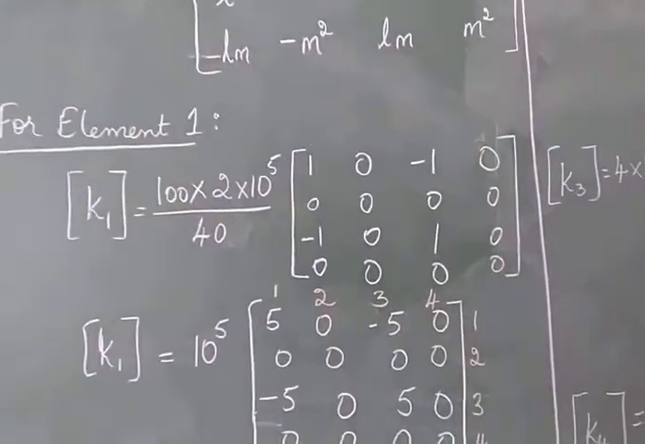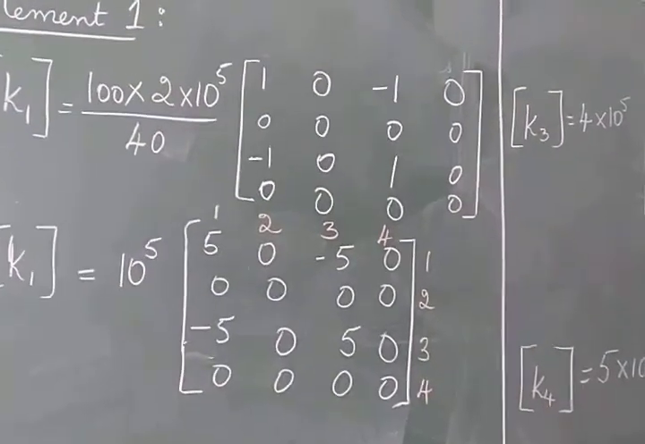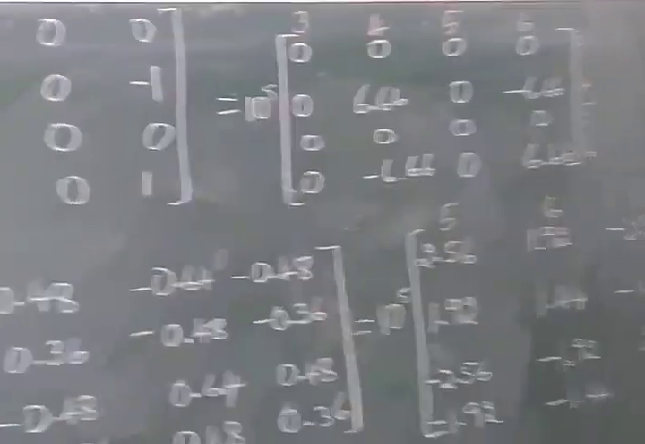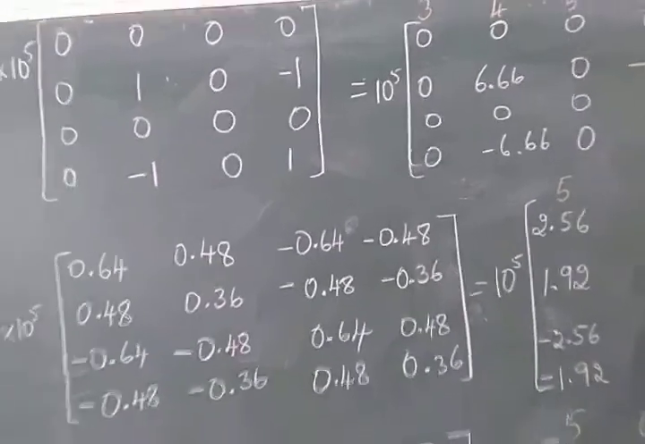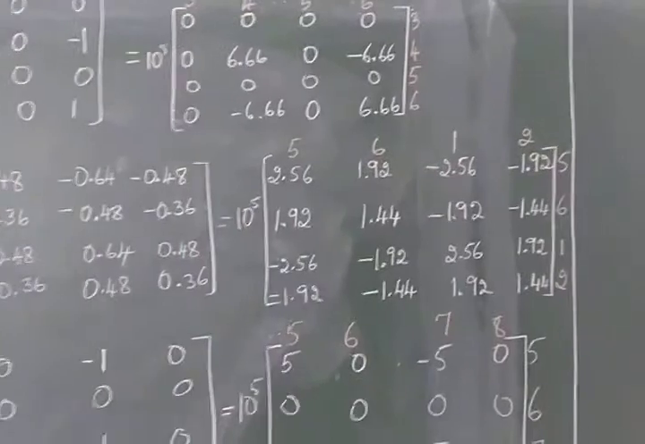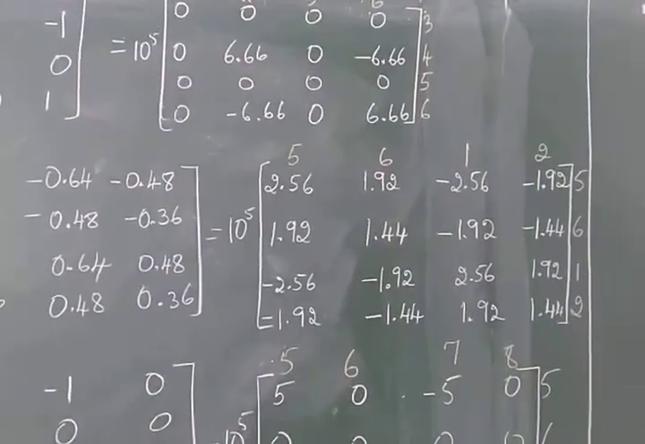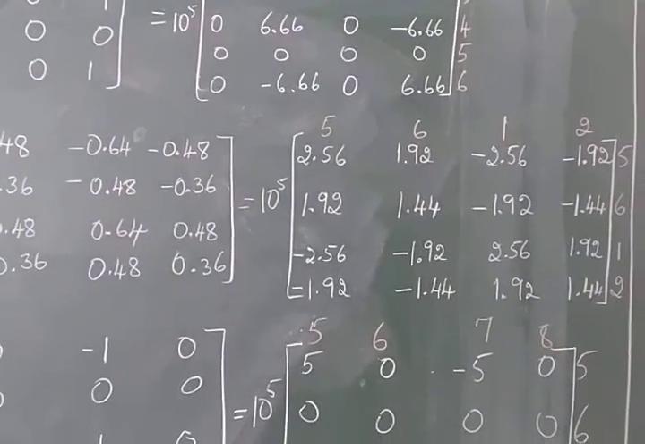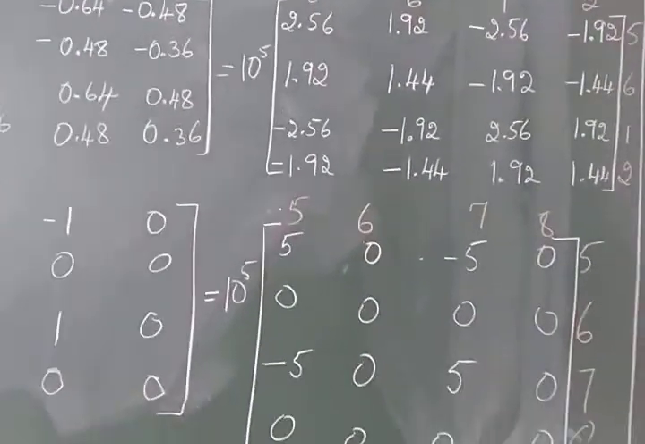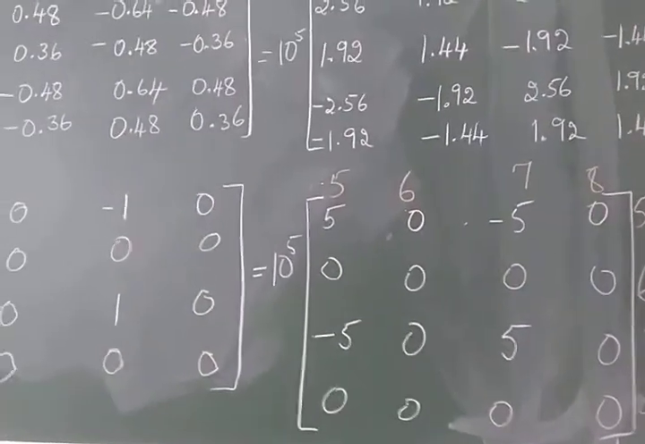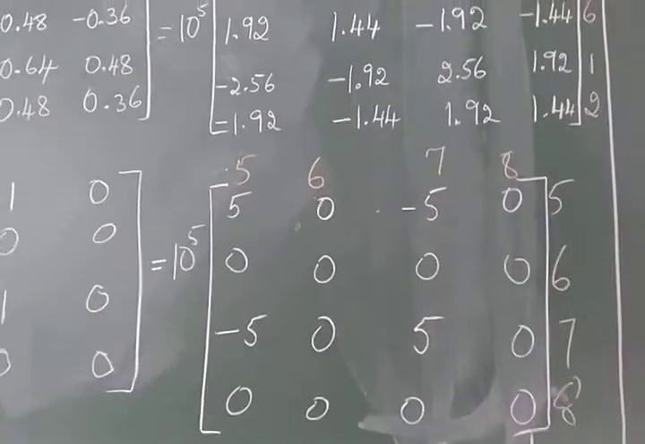So this is for element 1. Coming to the element 2. Okay. Element 2, element 3. If you have made any mistakes or if you have not been able to see properly, then this is the time to correct it in your notes so that going further we can use the values. So this is for element 4. Fine.